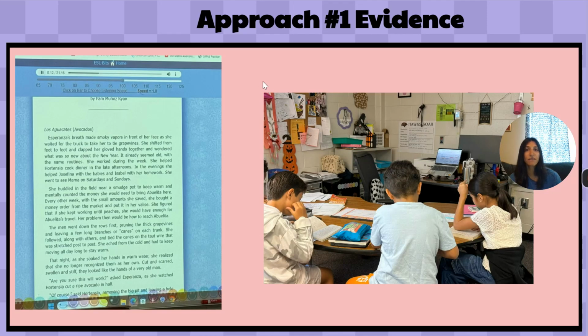So here is some evidence of my first approach. Over to the left, you can see a screenshot of the passage that I post on the board. Now, this is a website that I've been using that has an Esperanza read aloud.